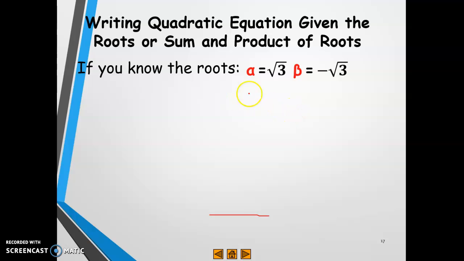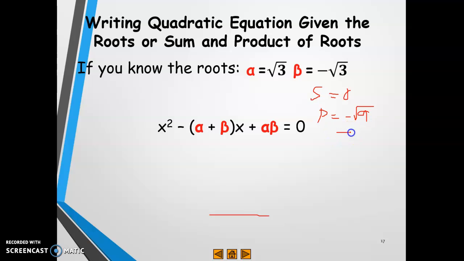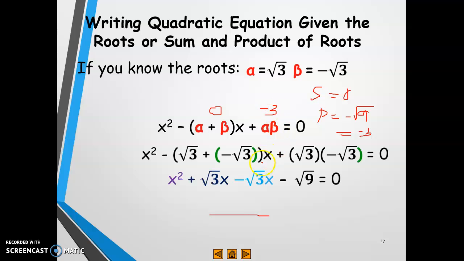Now what about if we use the other method, this one? So let's try to get the sum first. The sum of these two, as I've said earlier, is 0. Okay? Square root of 3 minus square root of 3 is 0. The product is negative square root of 9, or simply negative 3. So 0 for the sum, and this one is negative 3 here. So of course, that will give you x squared minus 3.